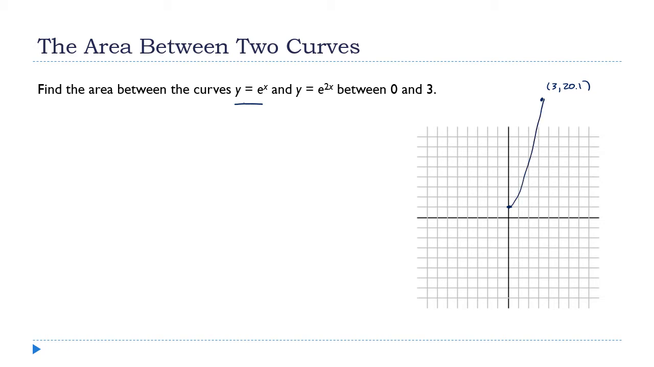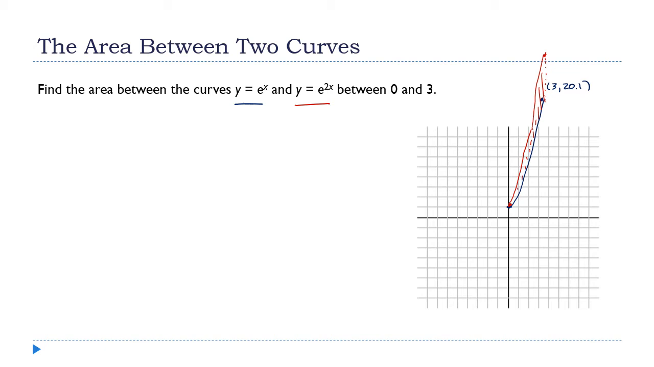Okay, how about the other one? How about y equals e to the 2x? Okay, well that's going to start at 0 also. It's going to start at 1. If I put 0 in, it's e to the 0, that's 1. And if I put 3 in, I get e to the 6th, which I know is greater than e to the 3rd. So this is going to be the upper function, and this is the area I'm trying to find.